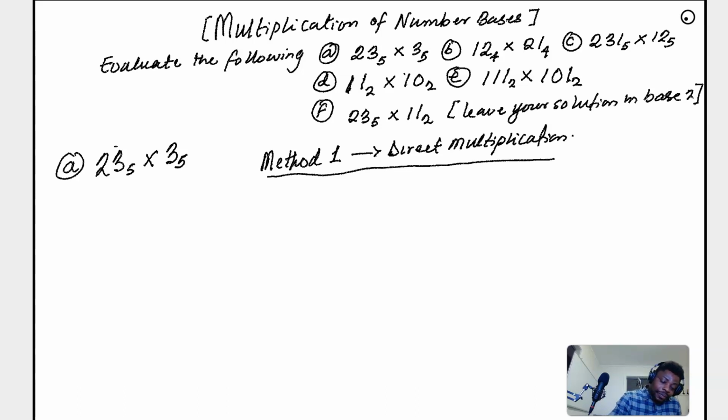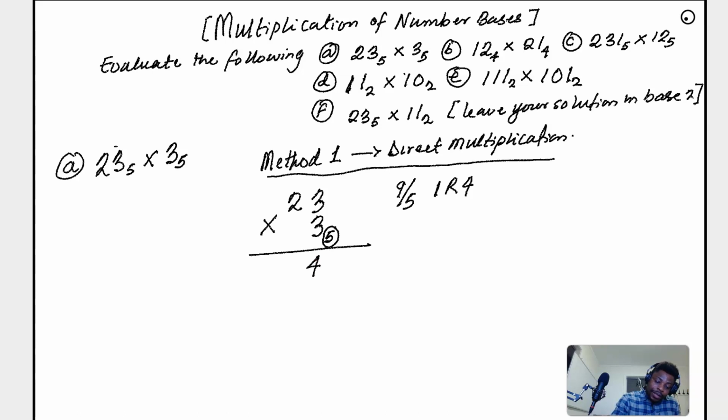Now let's see: 23 times 3 base 5. Let's start. 3 times 3, that's 9, and your base is 5. 9 is greater than the base, so you have to divide. 9 divided by 5 is 1, remainder 4. You always write your remainder, which is 4, and you carry 1 to the next position of multiplication.